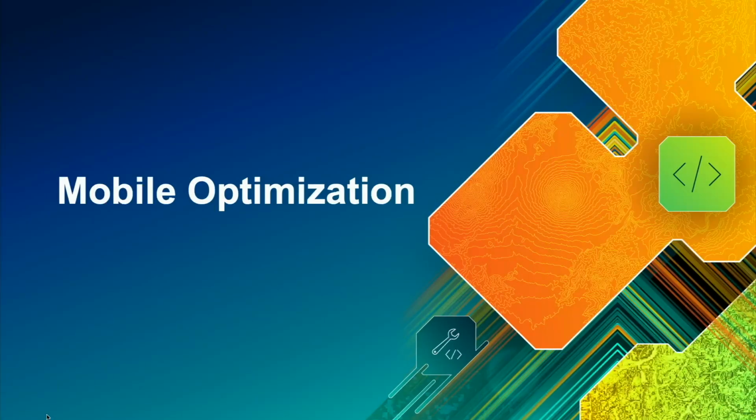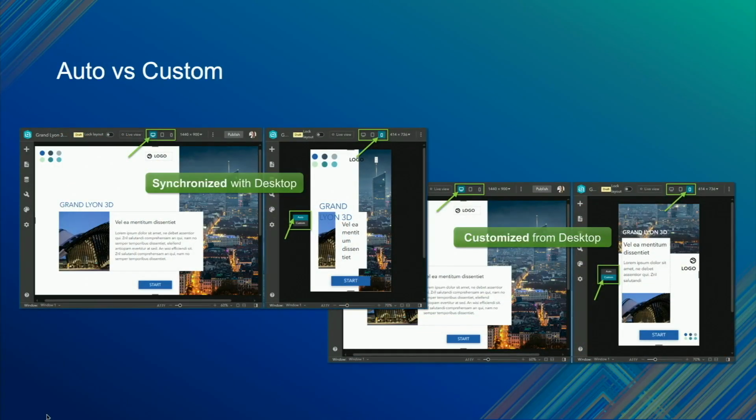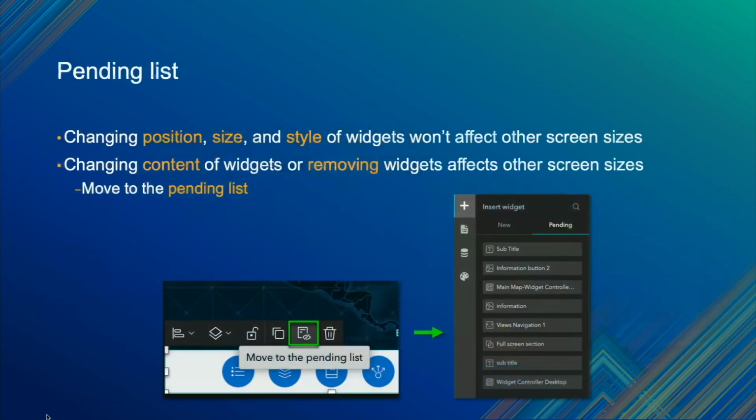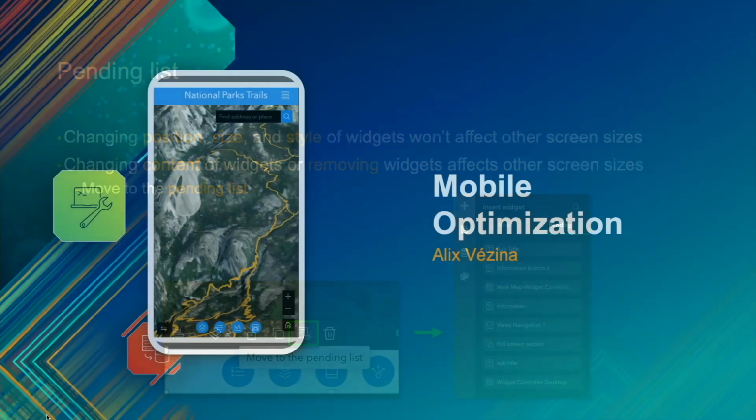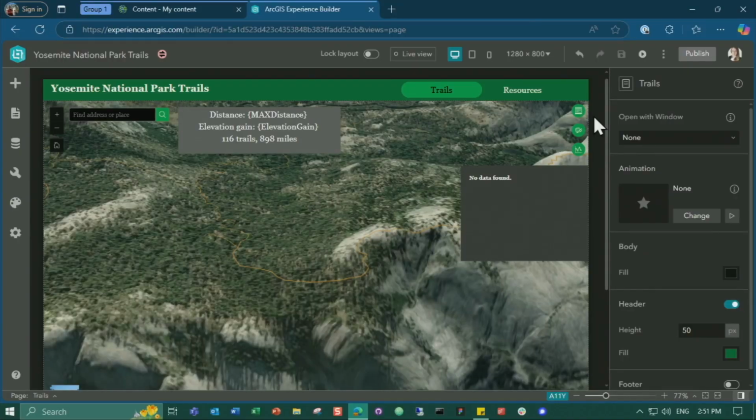To run apps on devices, we can configure one app with 3 configurations for large, medium, and small screen sizes. There are 2 key features to the success of mobile optimization. One is auto versus custom mode. The other is pending list, which is a place to store widgets used by other screen sizes. Let's turn to Alex for optimizing apps on mobile.